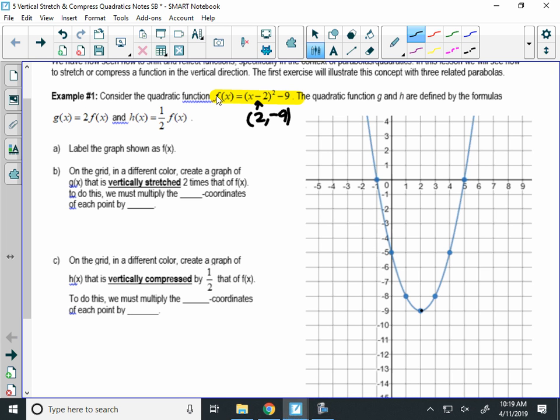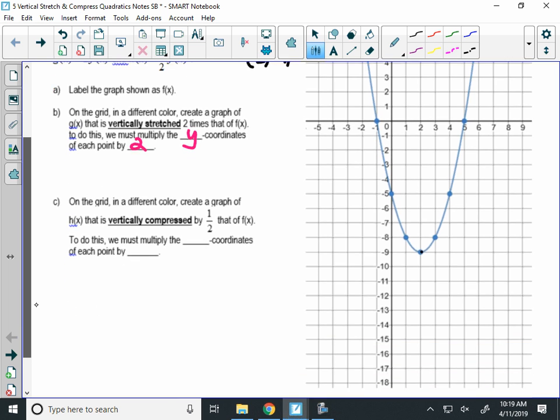All right, so we're going to take a color. I would suggest using something with a color for this lesson. It says in a different color, create a graph that is vertically stretched 2 times that of the given one. In order to vertically stretch a graph, you're going to multiply the y coordinate of each point by 2. So what that looks like when we do it.